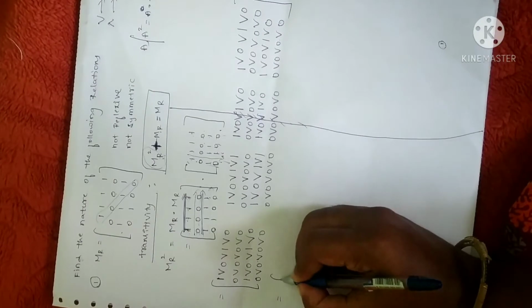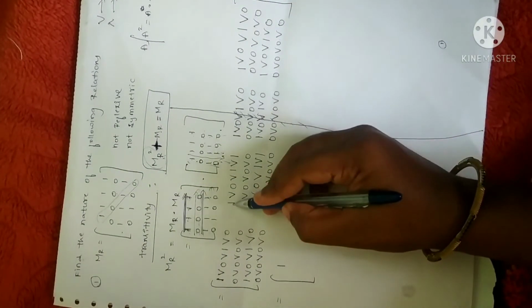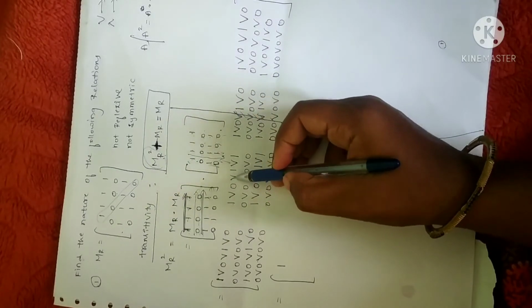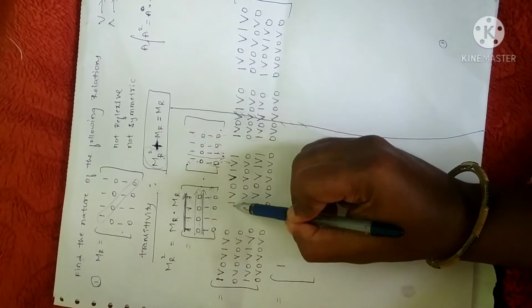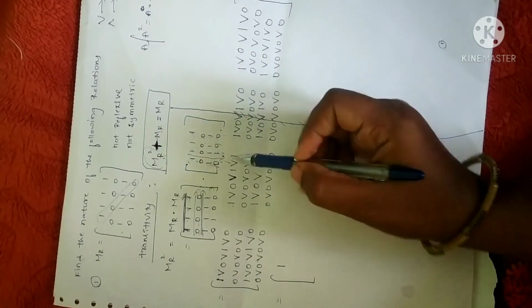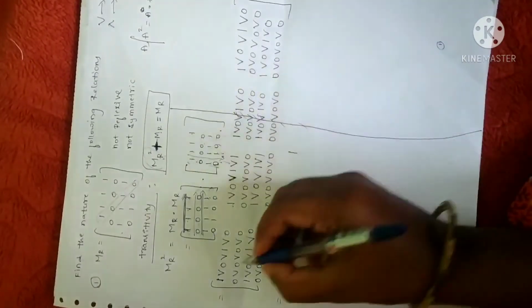Now I have a join concept. Add this: 1 plus 1, 1. It is not usual addition, it is join and meet concept. Hope you understand this. Why? Because you have already solved a number of problems. 1 join 1 join 1, so 1. Again 1. Again 1.